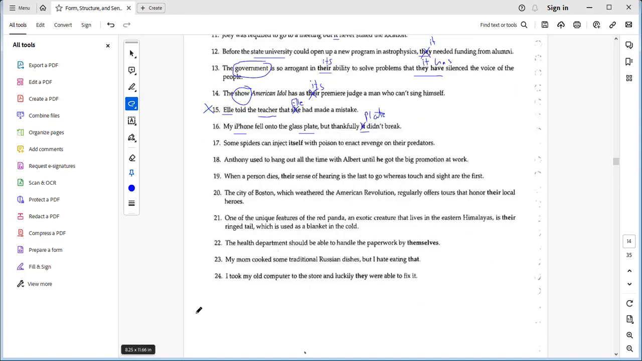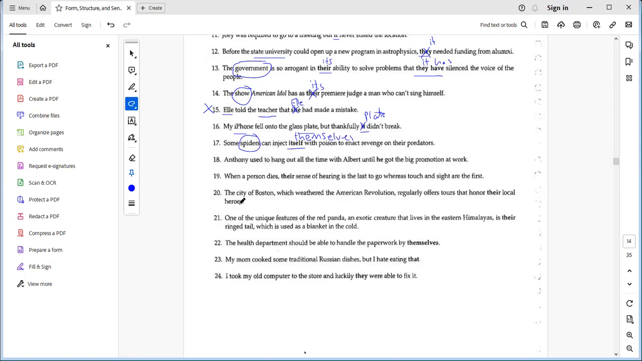Number 17. Mazen. Some spiders can inject themselves. Spiders, yes. So, themselves. Okay.